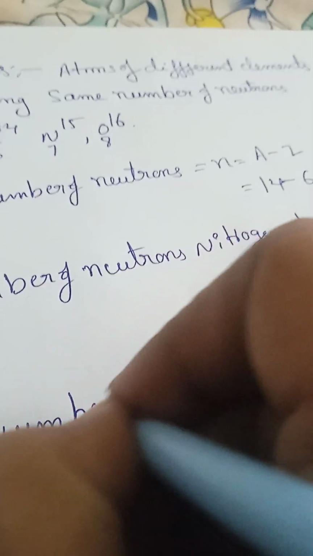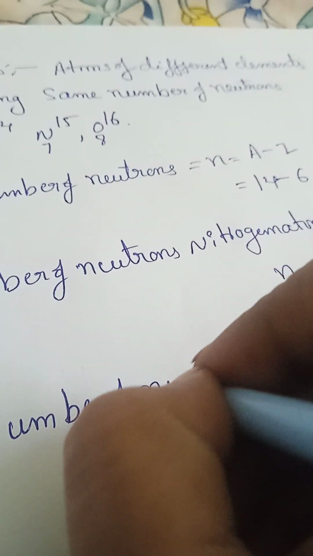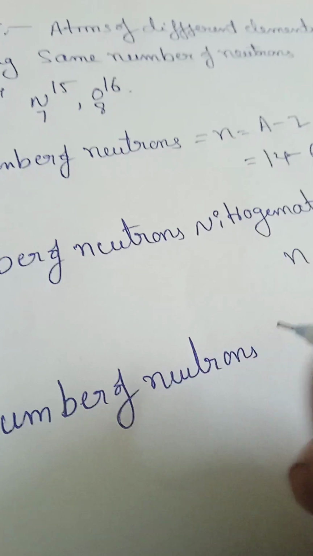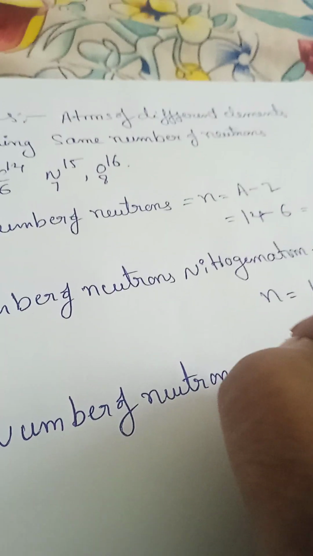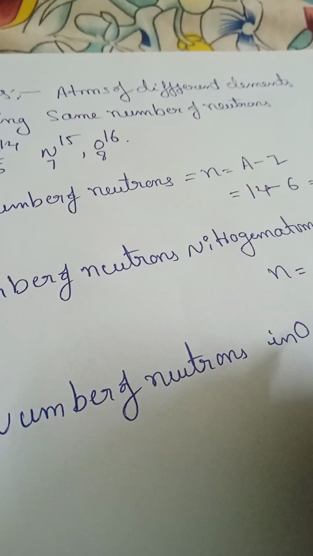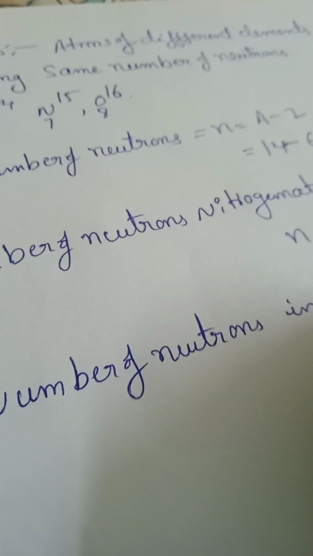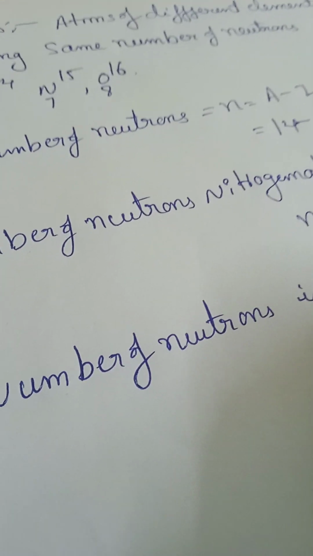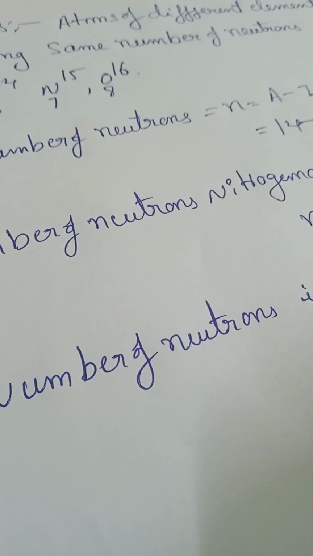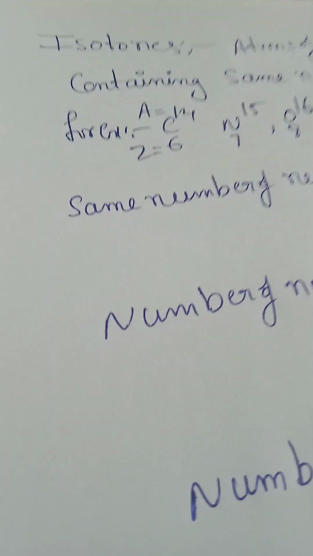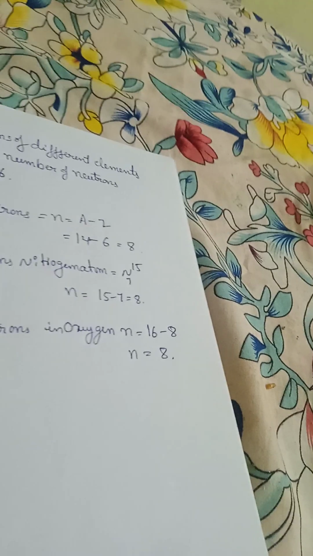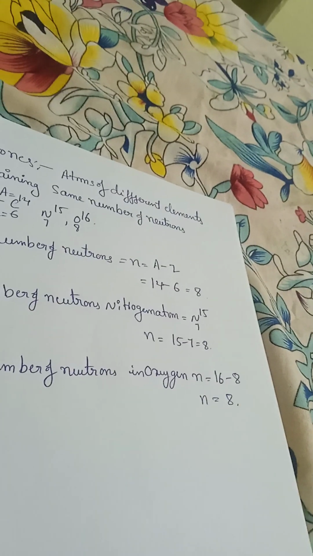So number of neutrons in oxygen atoms. Oxygen: N is equal to 16 minus 8, which is 8. N is equal to 8.